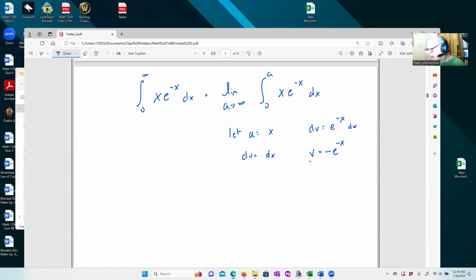So we still have the limit. We haven't evaluated anything yet. So we have the limit as a goes off to infinity of uv, so we have x e to the negative x, minus this negative right here, so plus the integral of e to the negative x dx, right? It's uv minus the integral of v du.